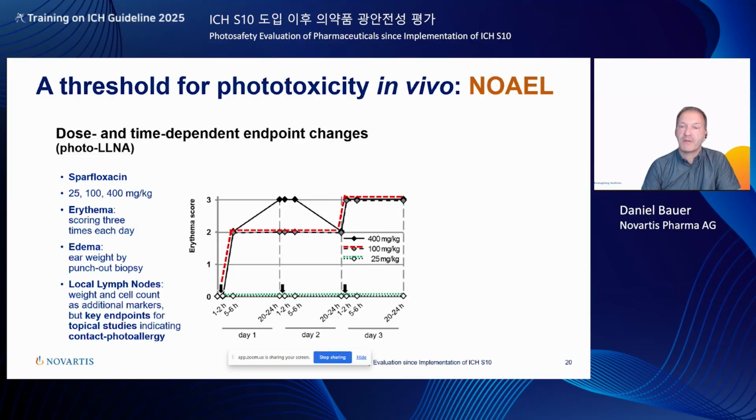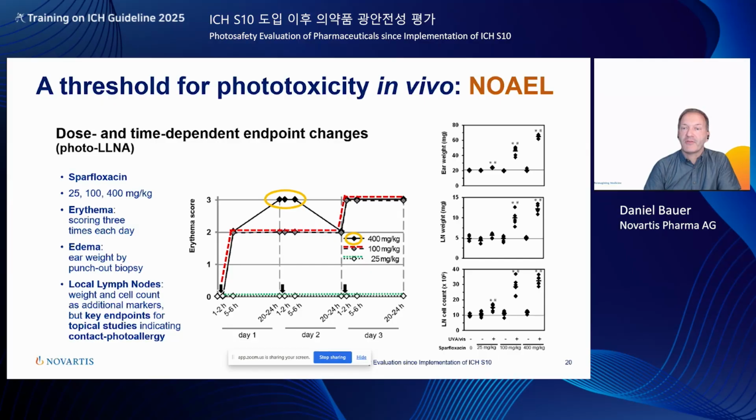But if you go through the mid dose of 100 mg per kg, you see it goes up on the first day after radiation. It stays at score 2. And on the third day, it's building up to erythema score 3. And if you go to 400 mg per kg, it already goes to the maximum erythema score on day 2, which shows nicely the dose dependency of the erythema score.